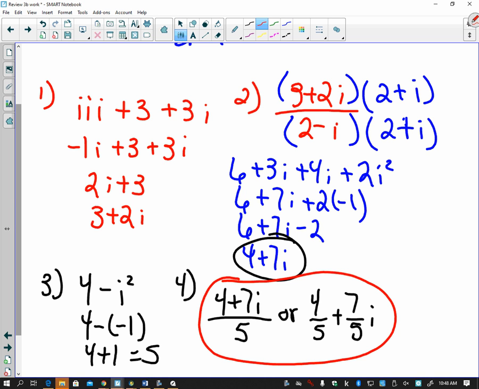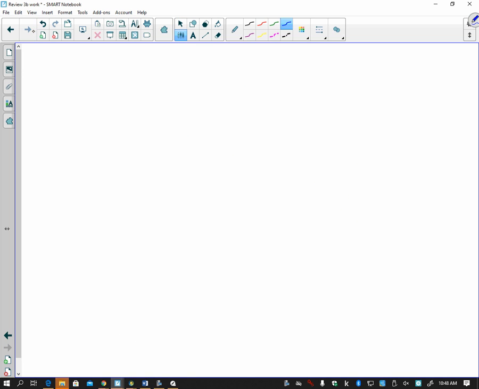Step 1, simplify the numerator. Step 2, multiply by the conjugate. Step 3, simplify numerator, simplify denominator, combine. No questions on 15? Excellent. All right, question number 12.